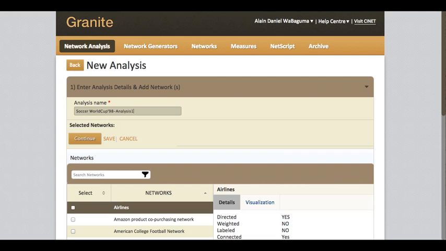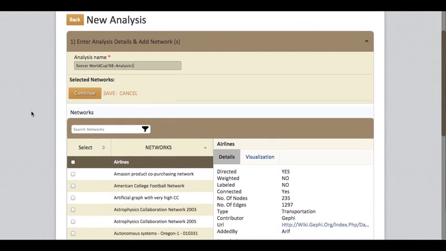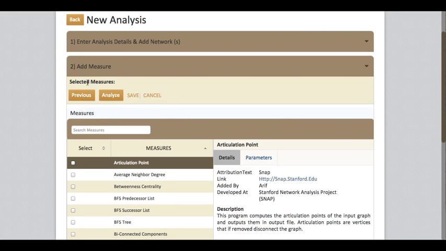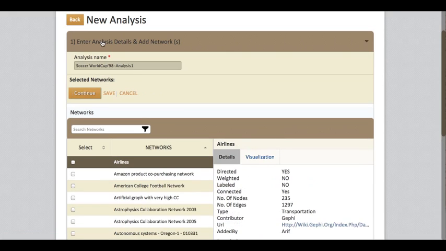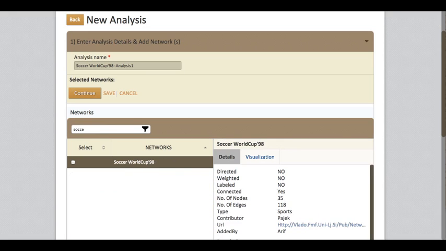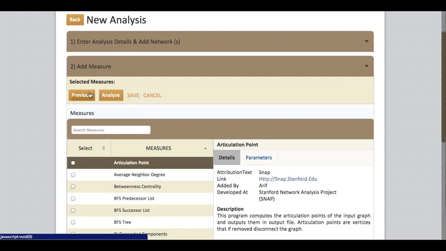Analysis 1, and this is where I will have the opportunity to choose one network. I'll choose the one I was assigned, and click here. Okay, good, and then continue.